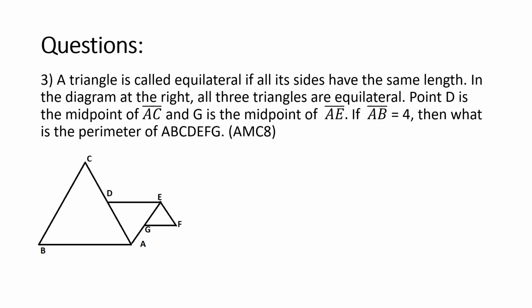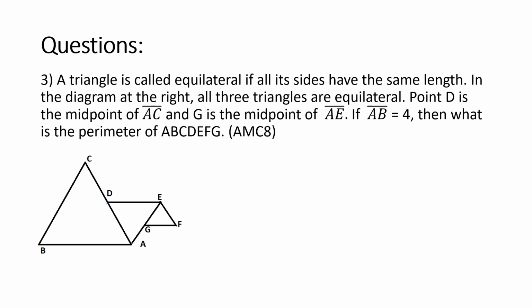Question number 3. A triangle is called equilateral if all its sides have the same length. In the diagram here, all 3 triangles are equilateral. Point D is the midpoint, and point G is also at the midpoint. We want to find out the perimeter of the shape A, B, C, D, E, F, G, back to A. Perimeter, remember, is a closed shape.